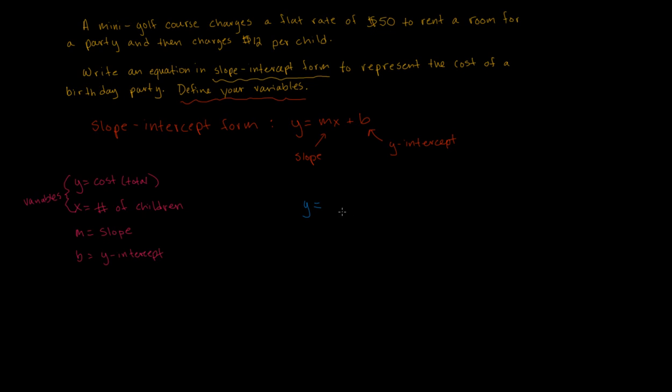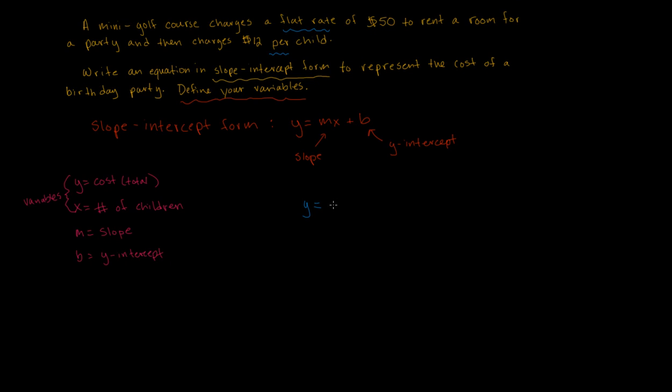We just need to make sure that we define y. M. We need m. Okay. Now let's think about this. We've got a flat rate of $50 to rent a room for the party, and then it's going to cost us $12 per child. And that's a key word there. If I say $12 per child, that means that can change. A flat rate doesn't change. A flat rate of $50, it's always going to be $50 no matter what you have at your party. If there's 100 kids or not, you're going to have this flat charge of $50. But this $12 per child, that's interesting.